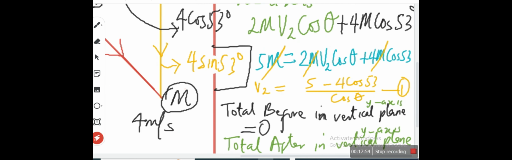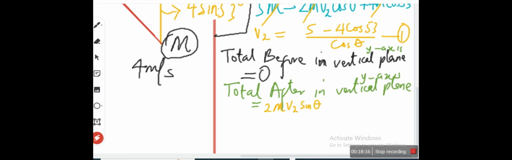What's the mass? M. What's the velocity? 4 sin 53. So what's the momentum? 4m sin 53. And what will be the direction? Negative, because it's going in the opposite direction. So it will be minus 4m sin 53.